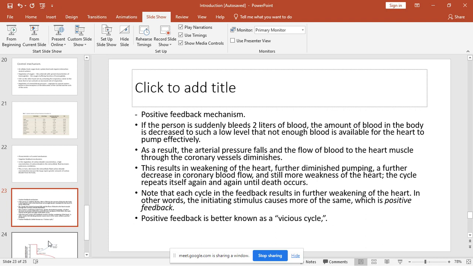So you can see that in this particular situation, the stimulus, which is the loss of 2 liters of blood, instead of resulting in a cascade of reactions that will correct for this loss in blood pressure, what happens is that you end up losing more and more pressure. You understand? So the initial stimulus is not corrected. It becomes a vicious cycle, as it is called, until death results, basically.